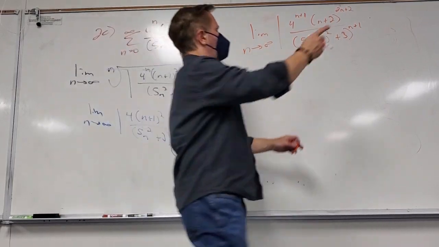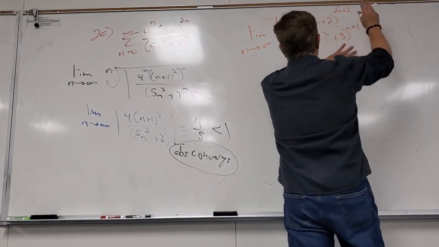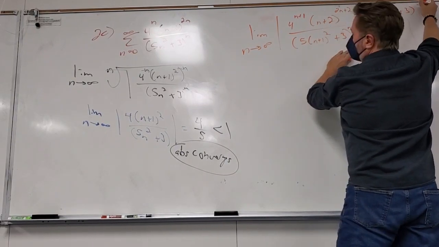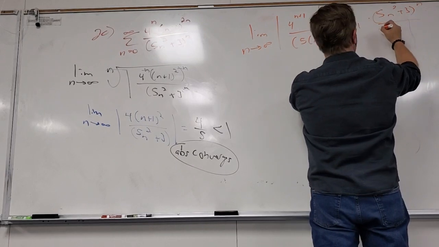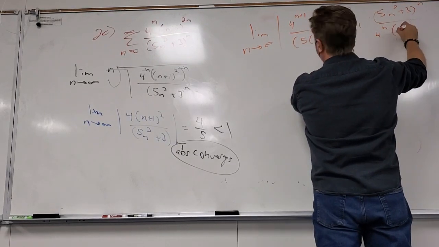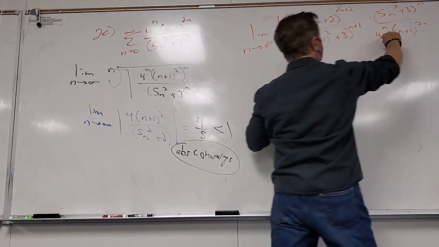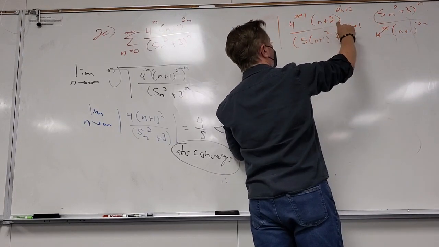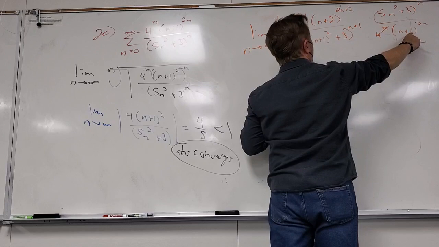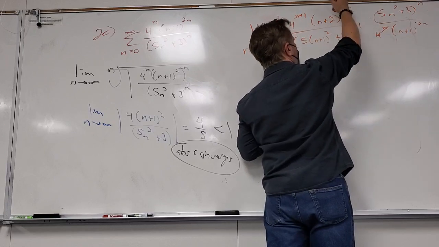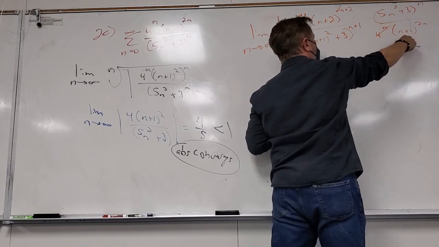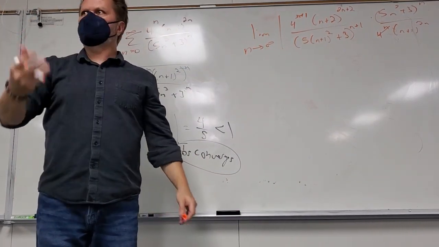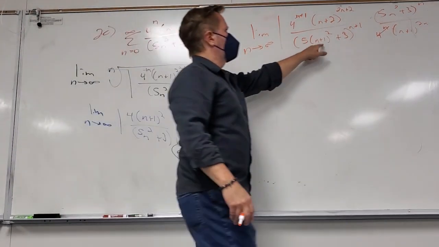So if you want it to make sense, here I have 5n squared plus 3 to the n over 4 to the n, n plus 1 to the 2. These are the ones that are working nicely. Look at that, they have the same base. Do these have the same base? No. I can't just cancel so many of them because I don't have the same base. They're totally different bases. Same thing here.